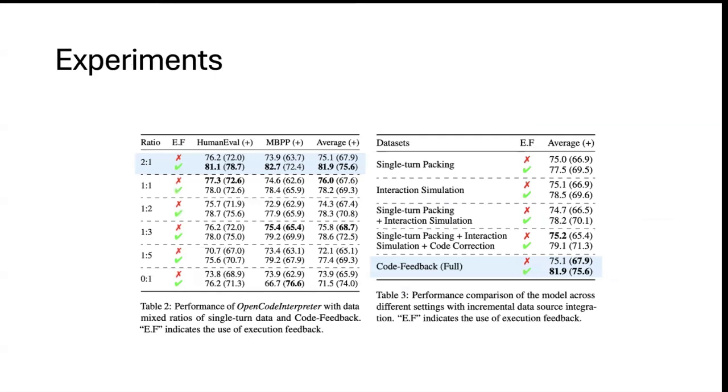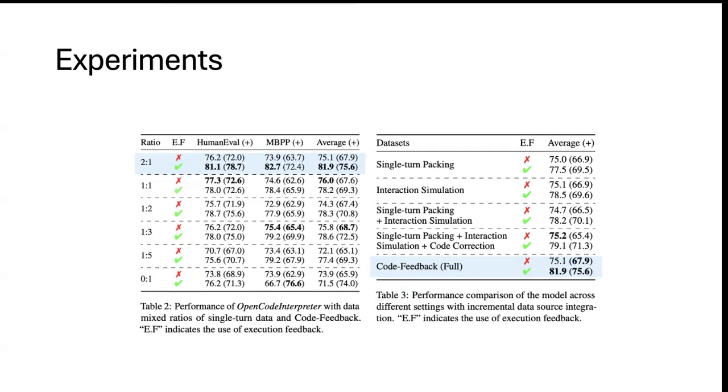Towards another experimental result they have shown, this is the performance of the Open Code Interpreter with mixed ratios of the single turn data and the code feedback data. Here we can observe that if we use high quality single turn data, it improves the multi-turn performance, and hence the use of multi-turn is a much more efficient and significant strategy.